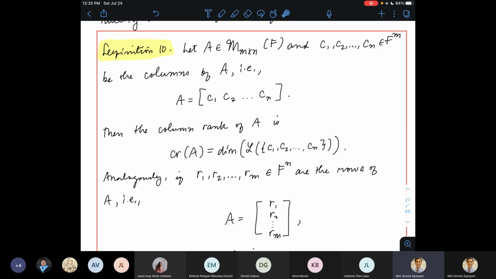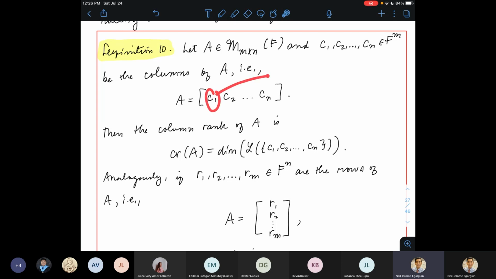In definition 10, okay, we define what the column and the row rank are. So if you start with an m by n matrix, okay, and suppose that C1, C2, and Cn are vectors in Fm that are the columns of A. Kasi di ba dapat meron tayong m rows. Bawat C sub I ay isang column.